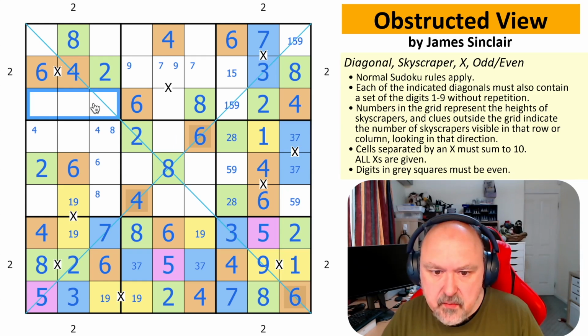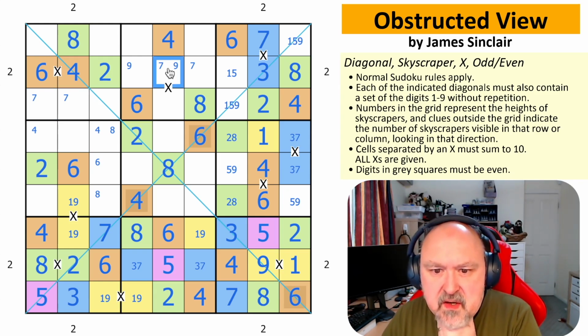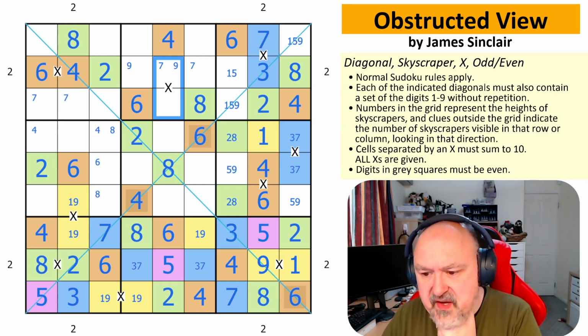Seven is down here, but I knew... Well, 7 is in one of those two. Is it... I don't see how it's ones. It'll be something obvious. It's got to be this X, doesn't it? So it's blue or yellow. I know that. There's got to be some reason why I can't.